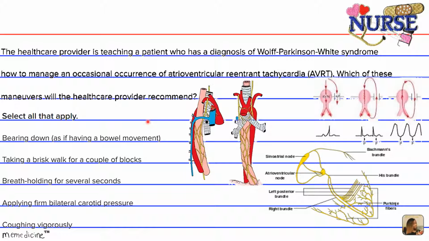So again, the correct maneuvers would be coughing vigorously, bearing down as if having a bowel movement, and breath holding for several seconds. All attempts to stimulate the vagus nerve, because it's part of the parasympathetic system that triggers rest, relaxation, and digestion. So that would cause a bradycardia as opposed to a tachycardia.